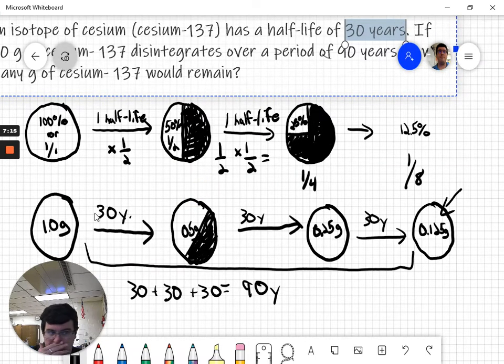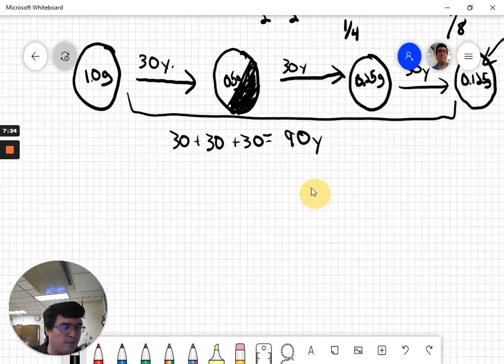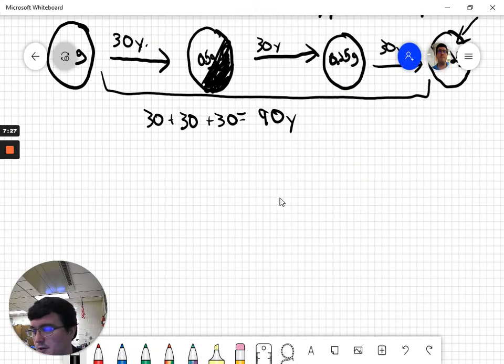0.125 grams. Or an 1/8 of a gram, if you will. Easy enough. Easy enough. If it went into the fraction. It didn't ask me for the fraction, so I'm not worried about that.